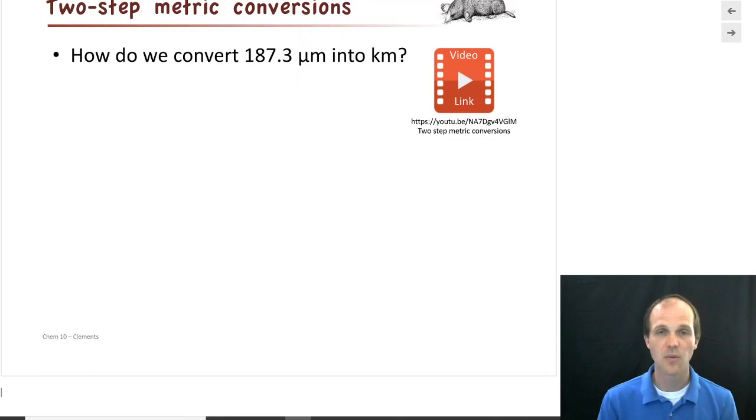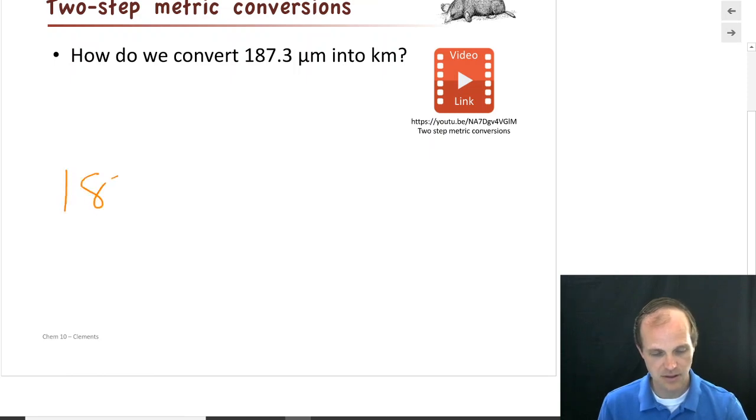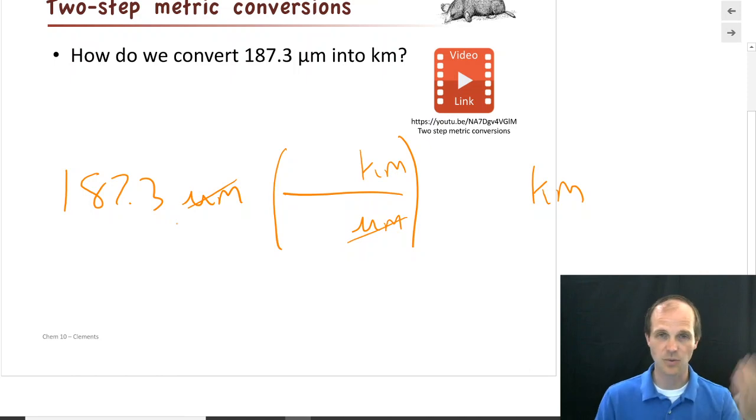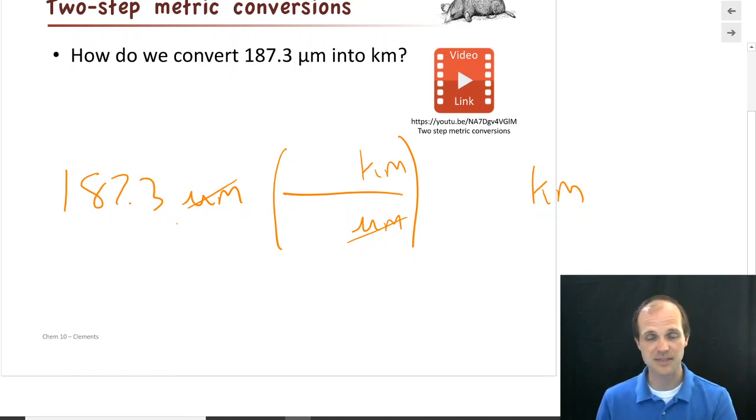All right. What about when we are trying to do conversions of these prefixes where it's not one step? If we're trying to convert, say, 187.38 micrometers into kilometers, if you go ahead and write that out as a conversion, again, it's never a bad idea just to write out your conversion and see what you get. I get my micrometers on the bottom. I get my kilometers on the top. Those guys are going to cancel. 1 on top, 1 on bottom. I get kilometers like I expect.